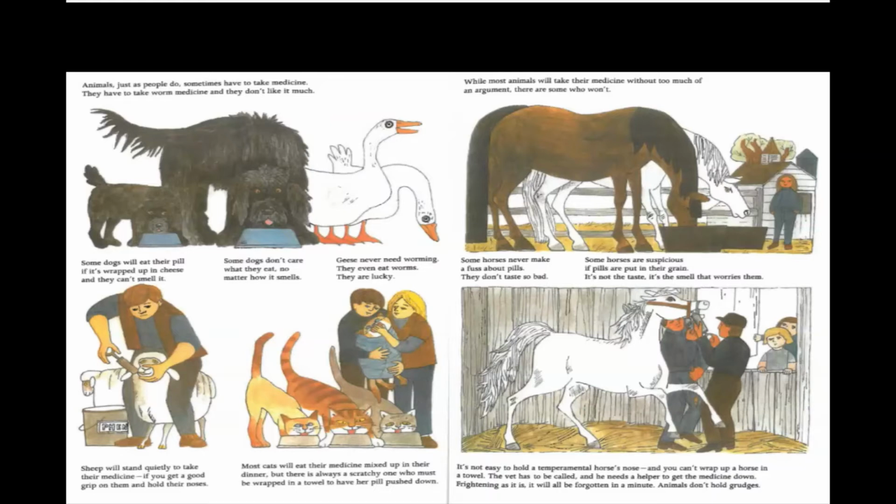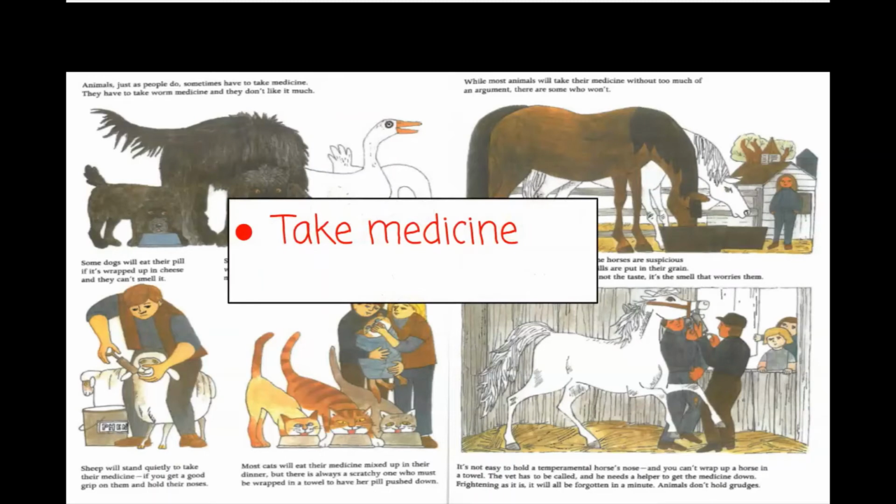The teacher's going to pause the video and talk about what happens to animals in autumn. I noticed there were many animals on these 2 pages, and what I heard was that all of these animals take medicine. These pages are mostly about taking medicine during the autumn time.